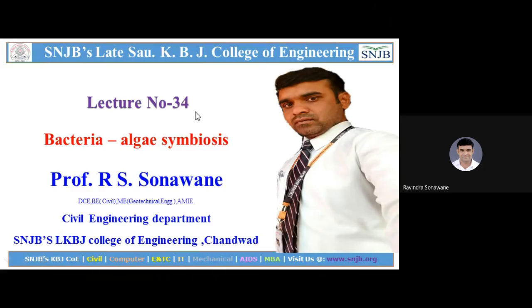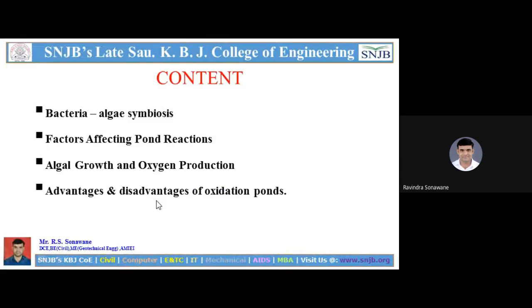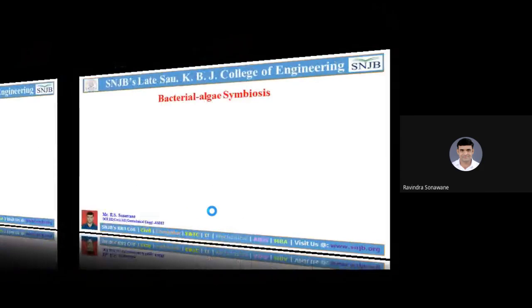In today's lecture, we are going to discuss bacteria algae symbiosis. So these are the contents of today's lecture: bacteria algae symbiosis; second, the factors affecting pond reaction; then algal growth and oxygen production; and the advantages and disadvantages of oxidation ponds. So one by one we will learn it.